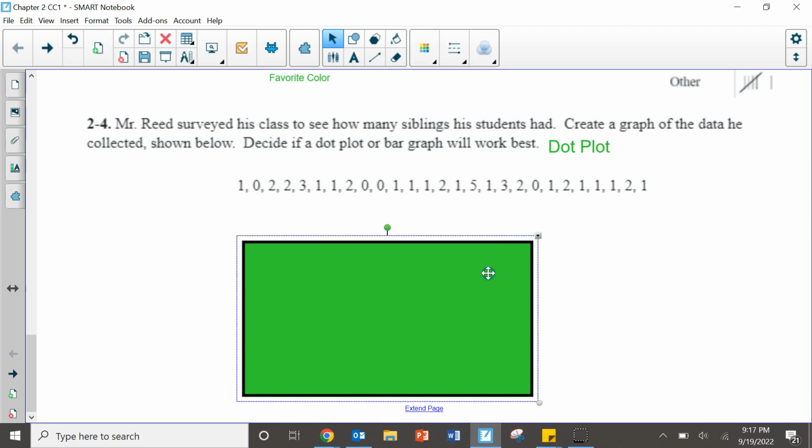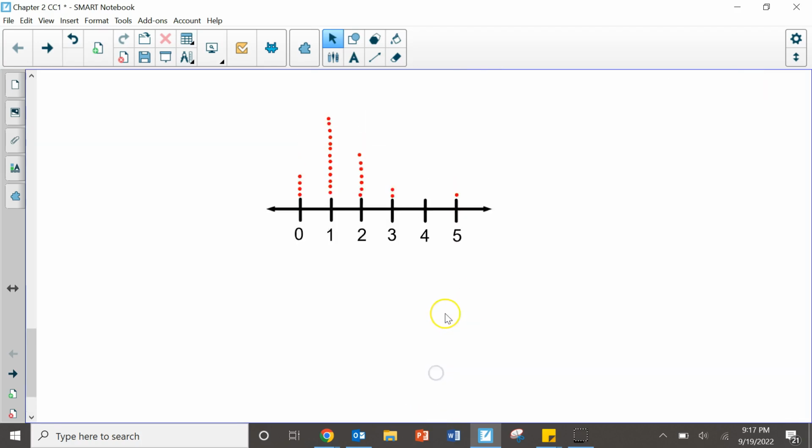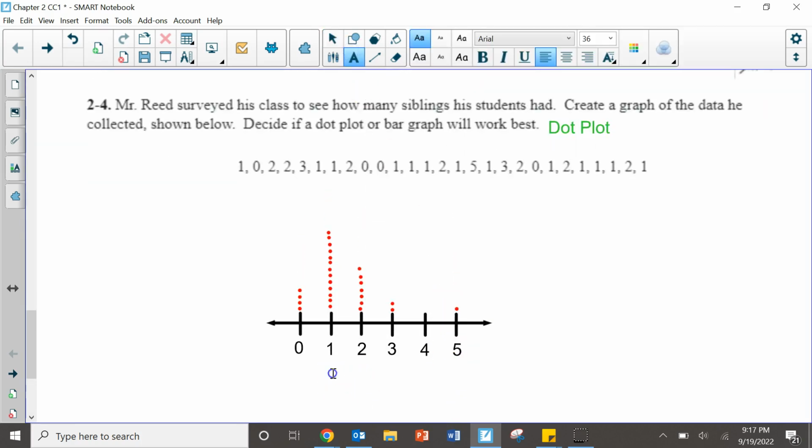Okay, so when I created mine, here's what I got. Oh, and you know what I forgot to do on here? I forgot to label. So let's make it number of siblings. On a dot plot, you only need to label that bottom piece because there's not an axis going up and down. You can see that I'm working with the numbers 0 through 5, so those are the only numbers I included on my dot plot. I don't need to add in any more.